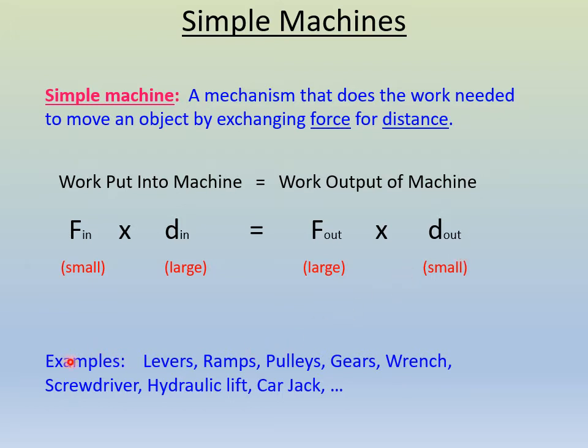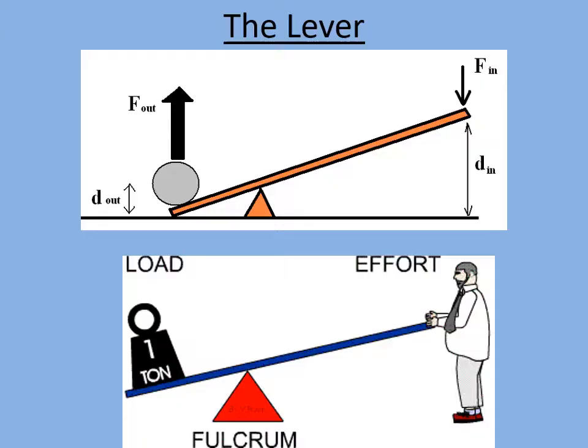There are lots of examples of simple machines that you're already aware of. For example, levers, ramps, pulleys, gears, wrench, screwdriver, a hydraulic lift, a car jack, and you might be able to think of some more. We'll look at an example in the next slide.